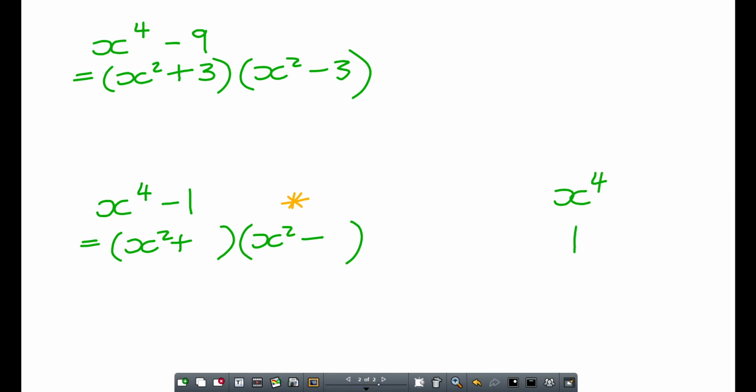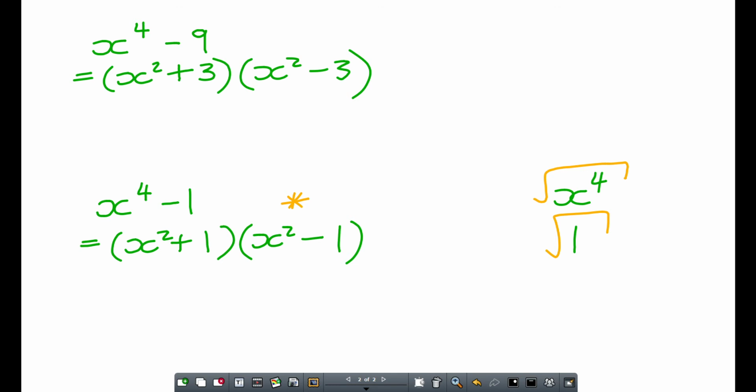We take each one of those terms, but we don't use the sign. So x to the power of 4, we took the square root of that. And then we take this one, the 1, and get the square root of that. Okay. And that's why. So what was your answer there? 1. Okay, so 1. There we go.